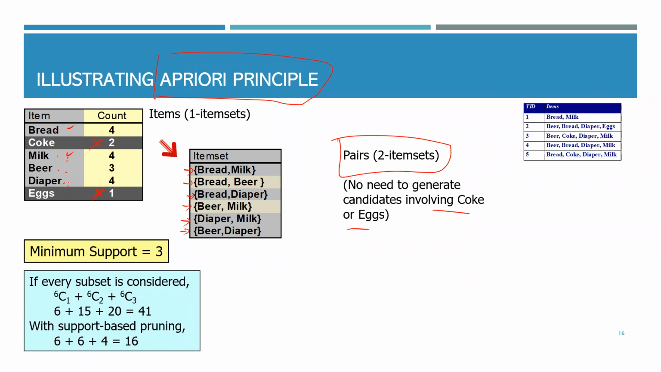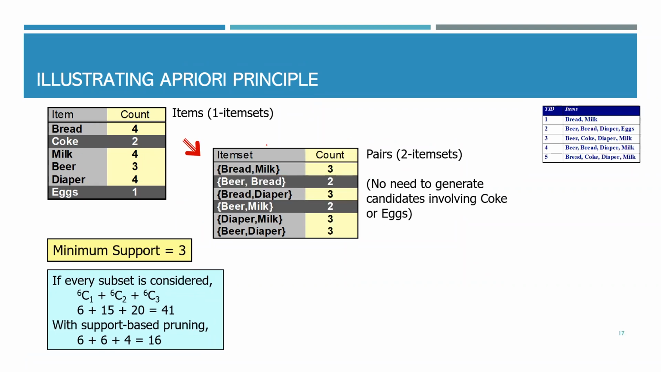Then, after we have the two item sets, we calculate the support count for them. We calculate bread and milk: 1, 2, 3. We have 3.